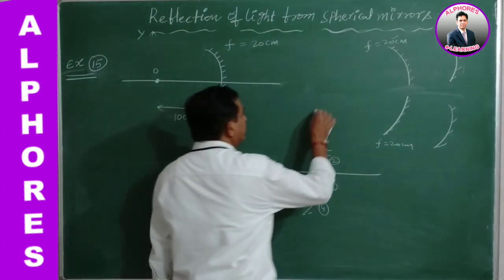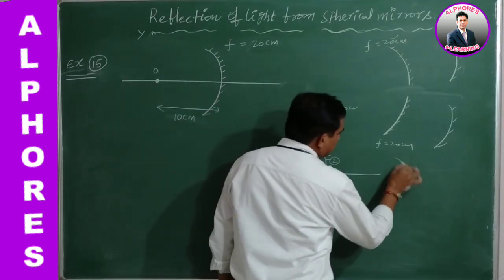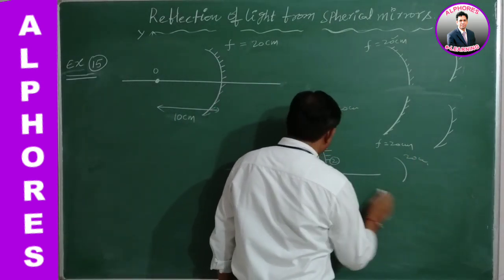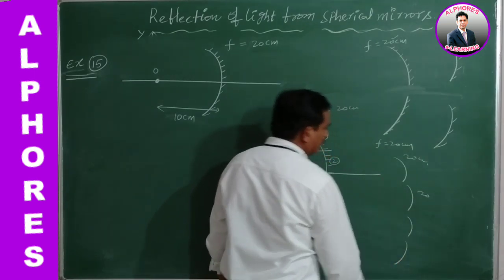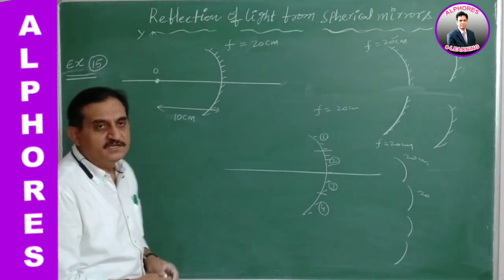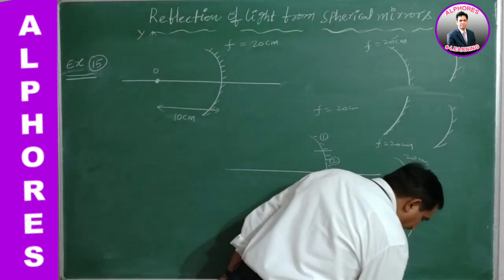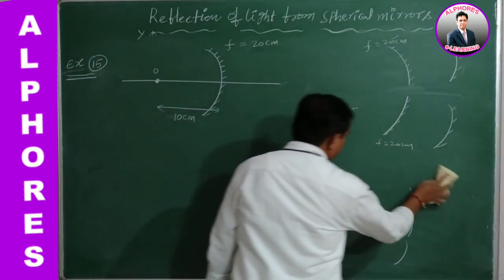So initially its focal length is, say, 20 centimeters, but this part's focal length is 20 centimeters, and the second part 20 centimeters, and third 20 and fourth 20. No change at all. Keep in your mind, it's a very, very important point. So this is the concept which we are going to use in this problem.